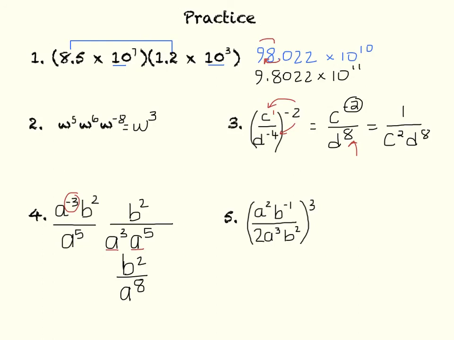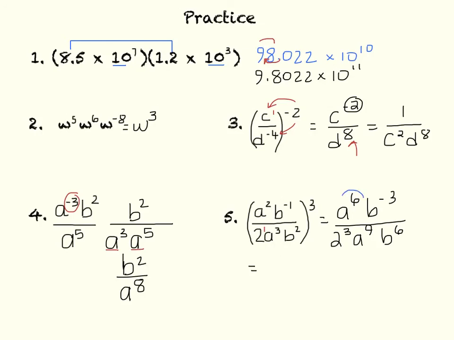All right, last one. Don't forget, this 2 has an exponent. I'm going to distribute that 3 into everything, and I get a to the 2 times 3, b to the -1 times 3, 2 to the 1 times 3, a to the 3 times 3, b to the 3 times 2. I have a negative exponent on b, so we're going to move the b to the 3rd to the denominator.